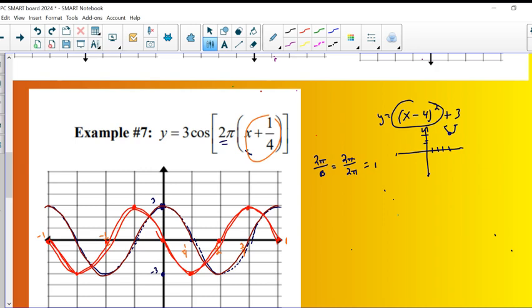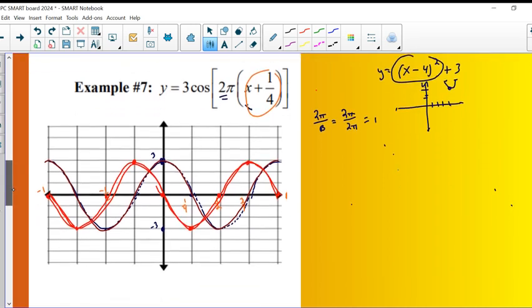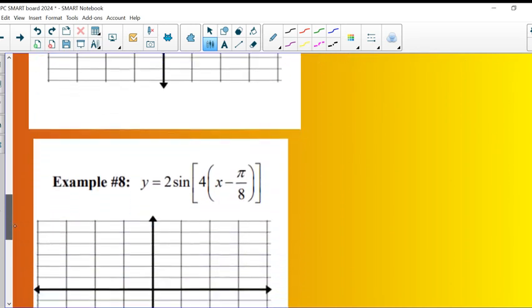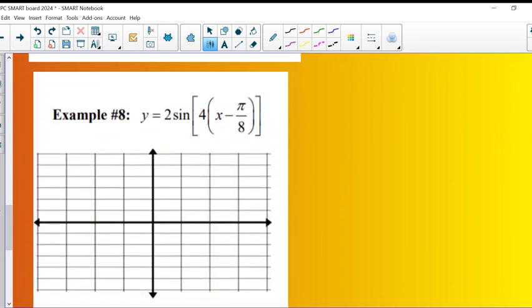If you need to pause this to stand up and do a stretch break, feel free. Or if you want to try example 8 and 9 without me and then fast forward, that's fantastic.